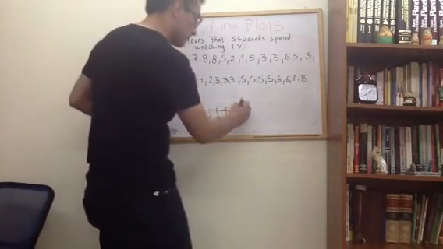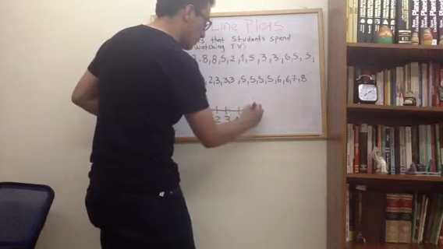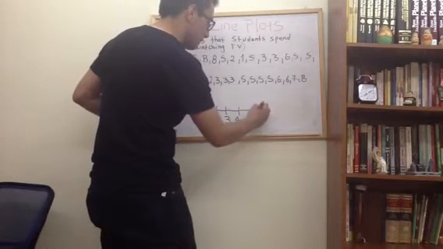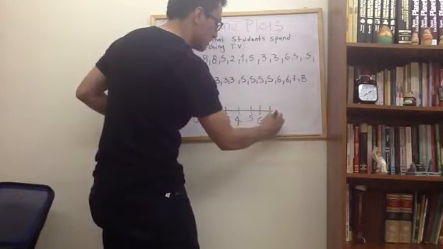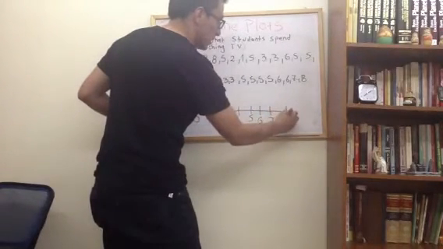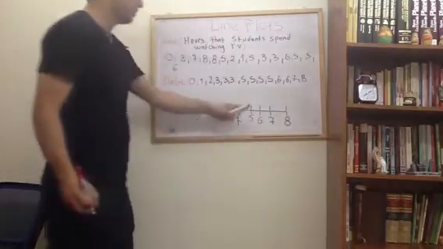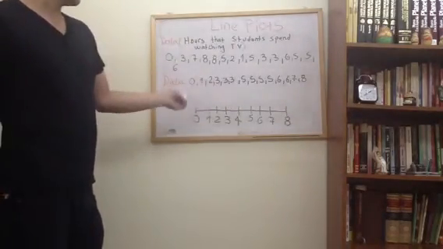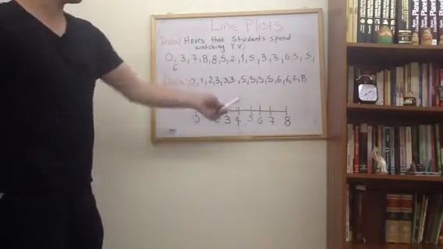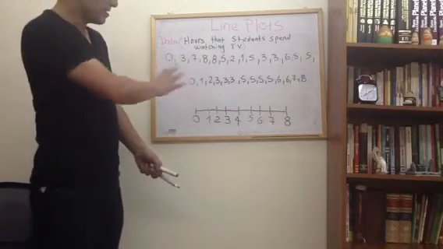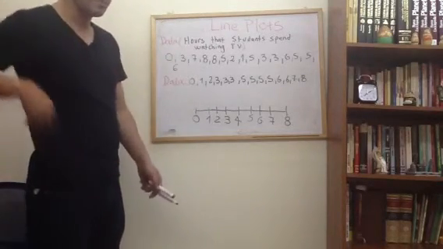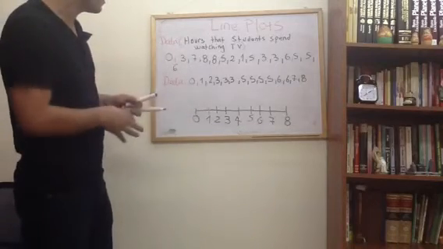So let's continue. 5, 6, 7, and 8. Alright? So if you notice, the line plot has the numbers from 0 to 8. Sorry about the organization here, because it looks a little bit weird.